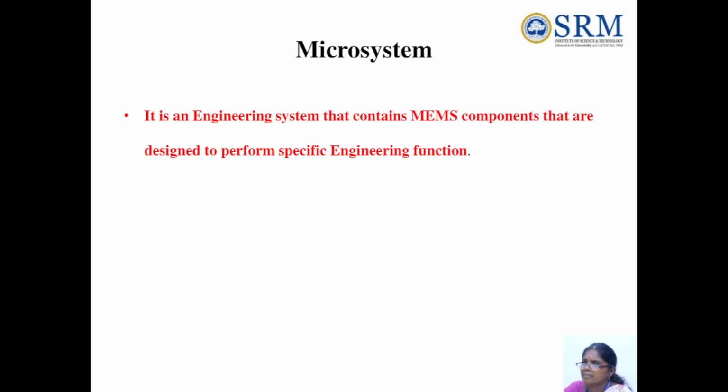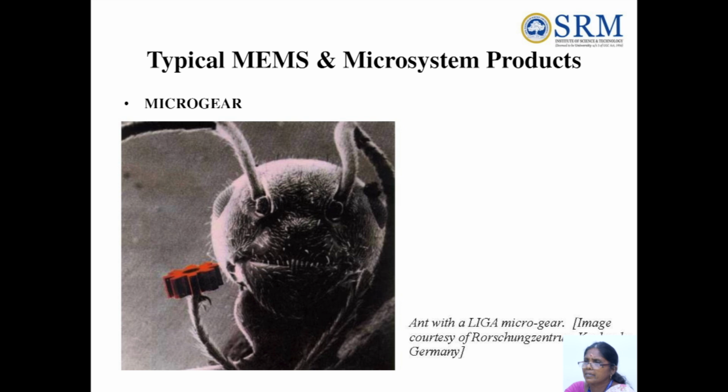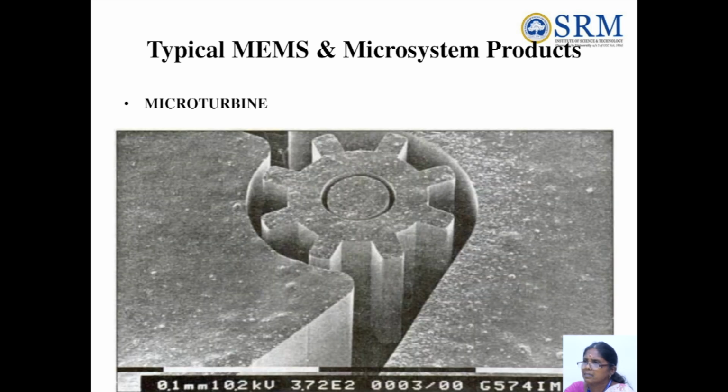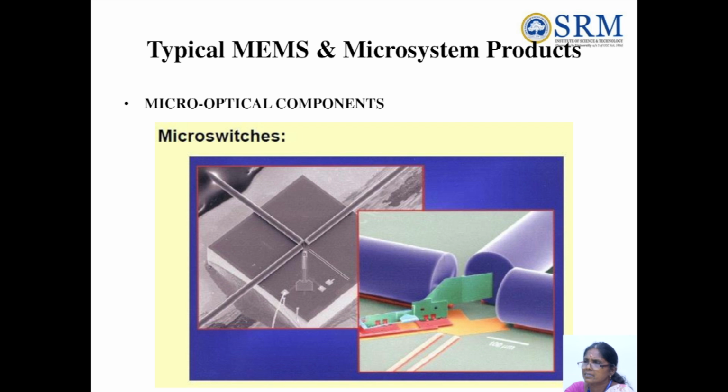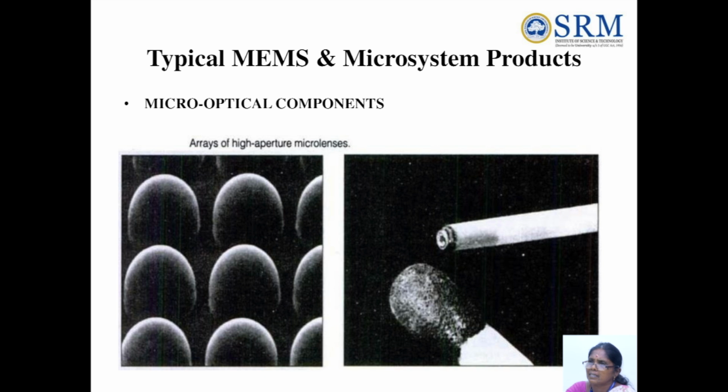A microsystem is an engineering system that contains MEMS components designed to perform a specific engineering function. The components of the microsystem are the transduction unit, sensor and actuator. The combination of all three we call the microsystem. This is a micro gear, micromotor, and this image is for a microturbine. This is a micro optical component for switching. This is a micro lens. These are important micro sensors and micro actuators.